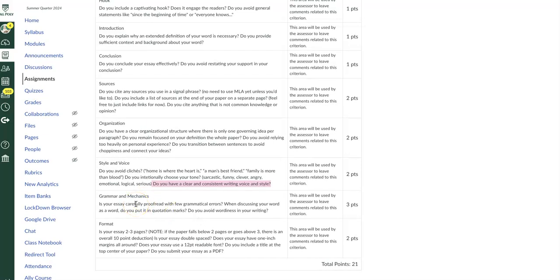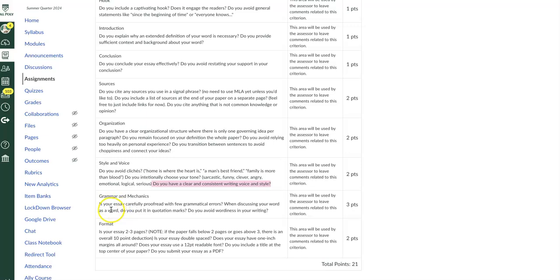Grammar mechanics, essentially: do you carefully proofread your essay? I don't want to be distracted by any kind of sentence level errors. So focus on making sure that you communicate your points effectively using as few grammatical errors as possible. It is always a good idea to have someone else read your paper, whether that is a parent or a friend or the Learning Support Center, me, just to catch those small grammatical things that you might not even notice.